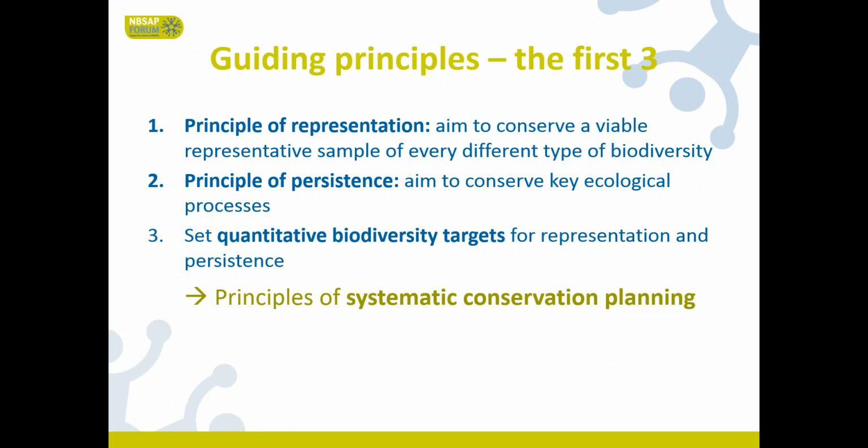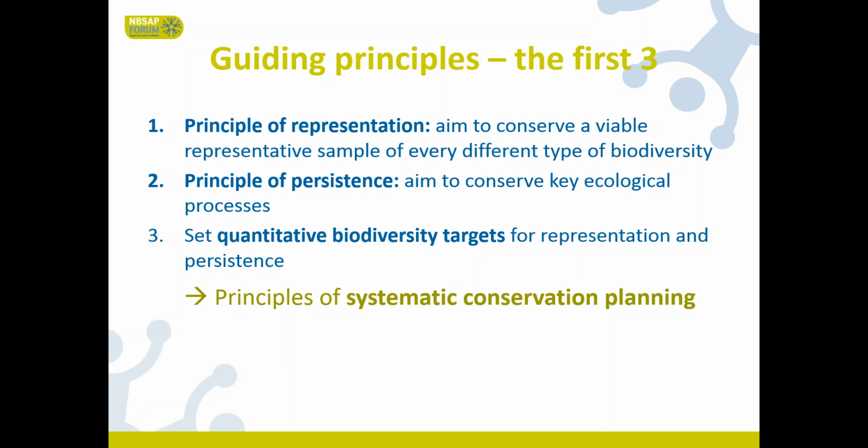Then the second principle is to conserve the key ecological processes that are essential for ensuring that those ecosystems and species persist over time. And that might include, for example, identifying ecological corridors that allow for species movement and connectivity in the landscape and making sure that those stay intact. So that's the principle of persistence.